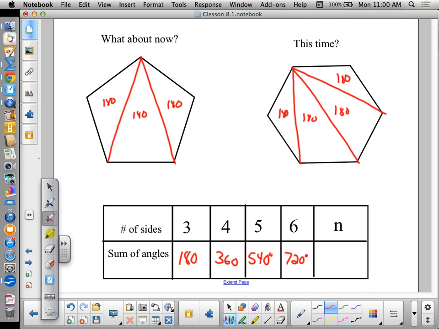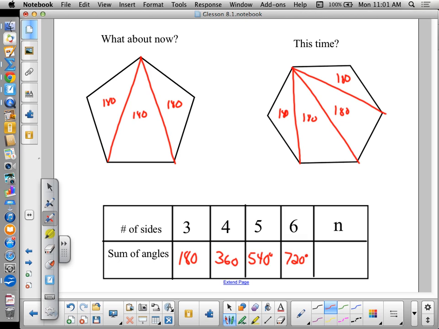In fact, what do we notice about the relationship between the number of sides and the number of triangles? When we had 3 sides, there was 1 triangle. When we had 4 sides, there were 2 triangles. When there are 5 sides, there are 3 triangles. When we have 6 sides, there are 4 triangles. Every time we add a side, how many triangles do we add? 1 more triangle. What's the relationship between the number of sides and the number of triangles? The number of triangles is always 2 less than the number of sides.